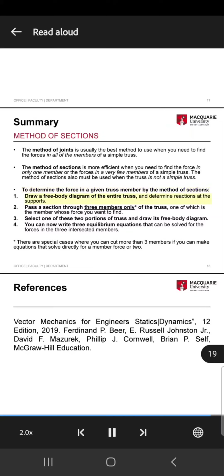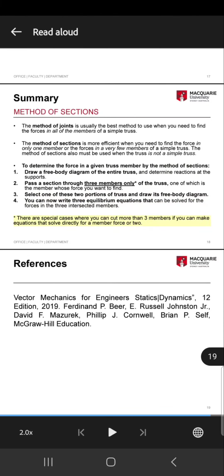To determine the force in a given truss member by the method of sections: 1. Draw a free body diagram of the entire truss and determine the reactions at the supports. 2. Pass the section through three members only, one of which is the member whose force you want to find. 3. Select one of these two portions of the truss and draw a free body diagram. 4. You can now write three equilibrium equations that can be solved for the forces in the three intersecting members. There are special cases where you can make equations that solve directly for a member.